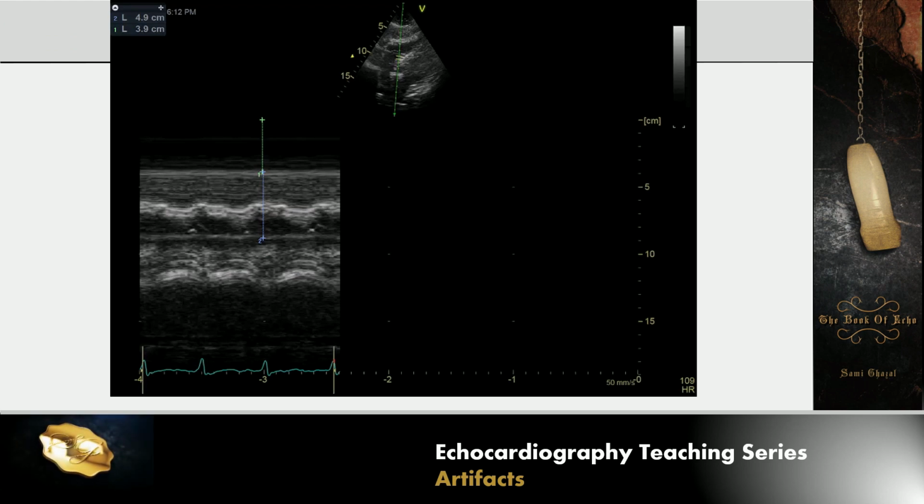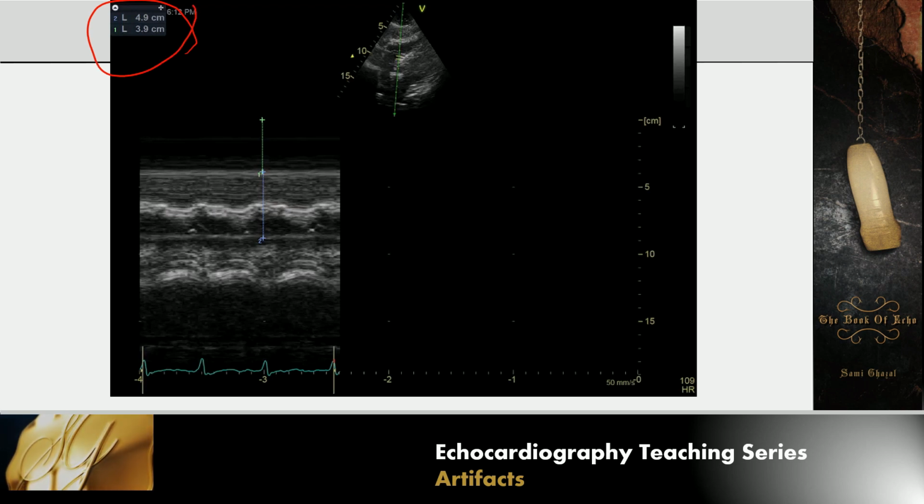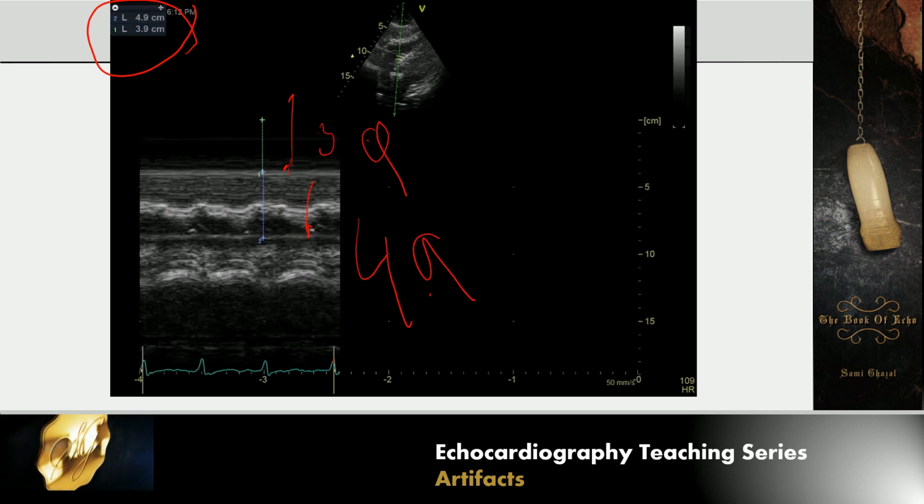And this is just to prove that this artifact is not a reverberation artifact. We measure the distance. One is 4.9 centimeters, the other one is 3.9 centimeters from the reflector. So if we say this is a reverberation to the probe, one is 3.9 and the other one here is 4.9. So that does not explain a reverberation artifact. But if we think as if it is a beam width artifact, then yes, it is a beam width artifact.